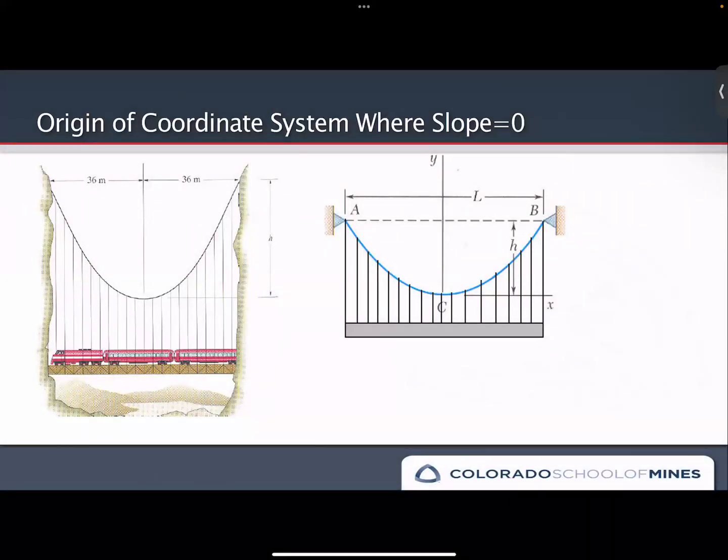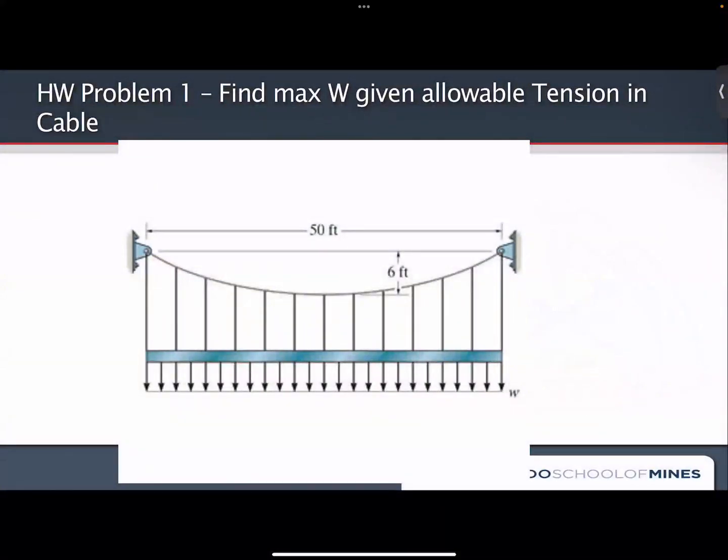Now, if we have our supports at the same elevations, so if A and B are at the same elevations, do you think we can find the location of the origin of our coordinate system? Wouldn't it be exactly halfway from left to right? We can figure out where that low point is. It's exactly halfway. And we are going to see that on some of our homework problems where the supports are at the same elevation. They tell us this is 6 feet right here. Well, we should know exactly where the low point on that cable is. And so we can locate our coordinate system right there.